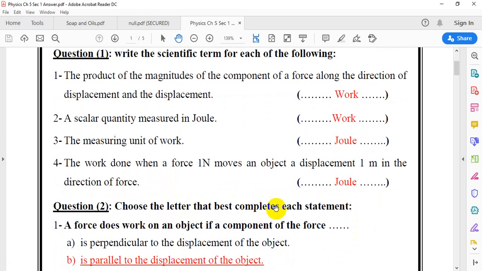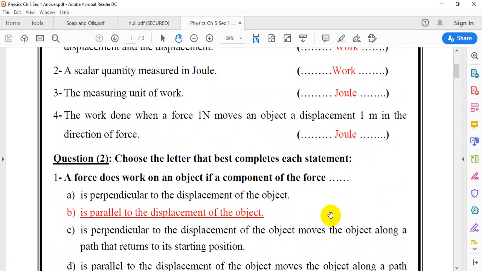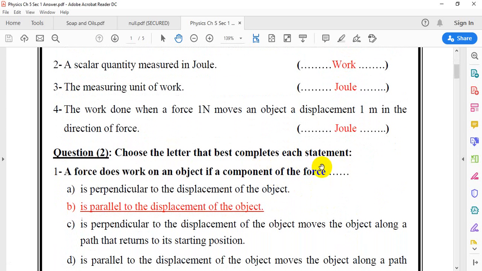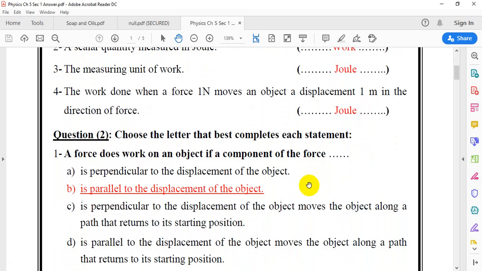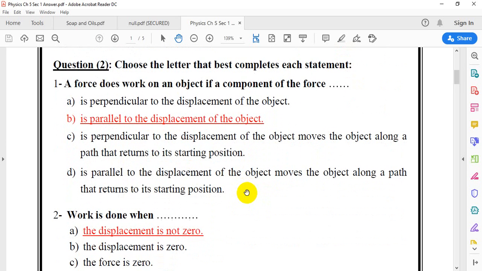Question 2. Choose the letter that best completes each statement. A force does work on an object if the component of the force is perpendicular to the displacement, or is parallel to the displacement of the object. The angle equals 0.